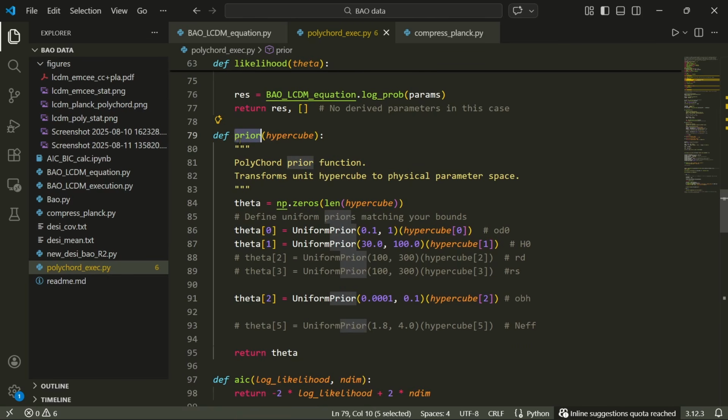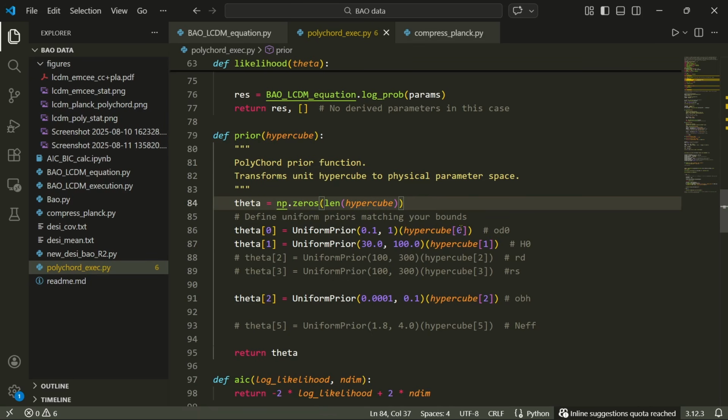Polychord is making a hypercube of n dimensions. So theta, everything it will make, it will expand your cube from theta np zeros of length of hypercube. It will simply make the different vertices, based on the dimension of the cube. The dimension means how many parameters there are. So I am defining something called theta. This theta will take the array, that's why it is np zeros.